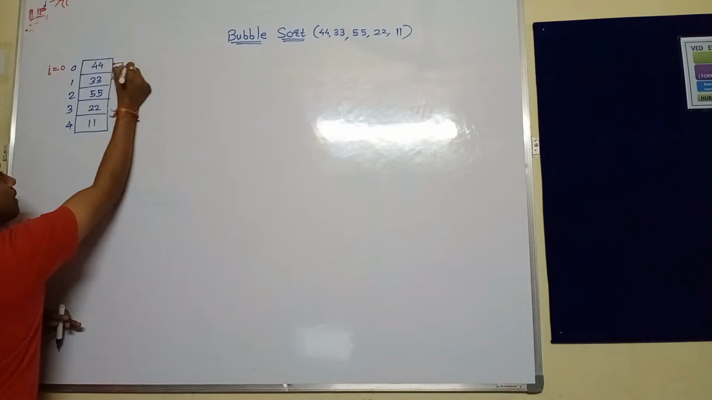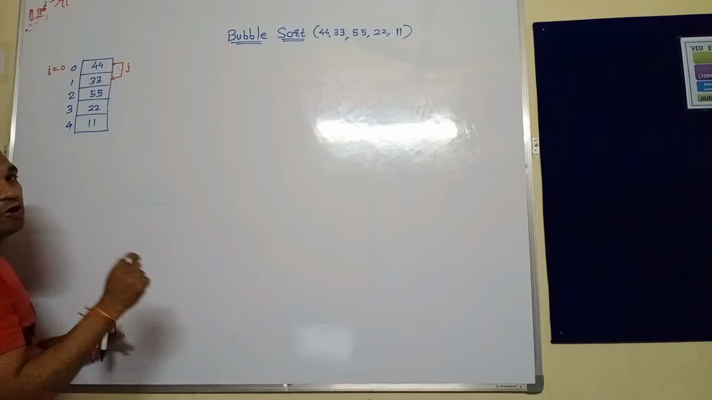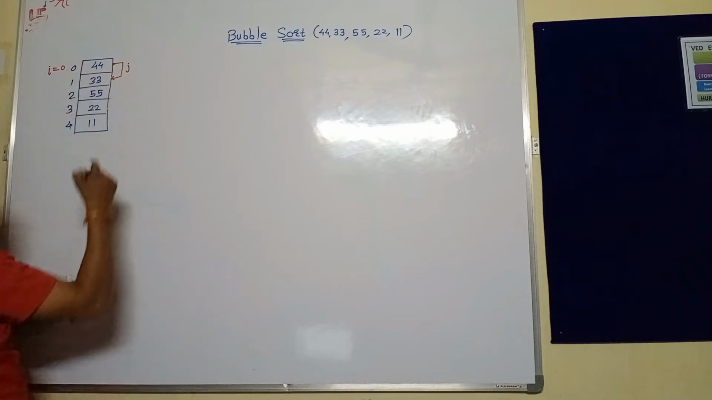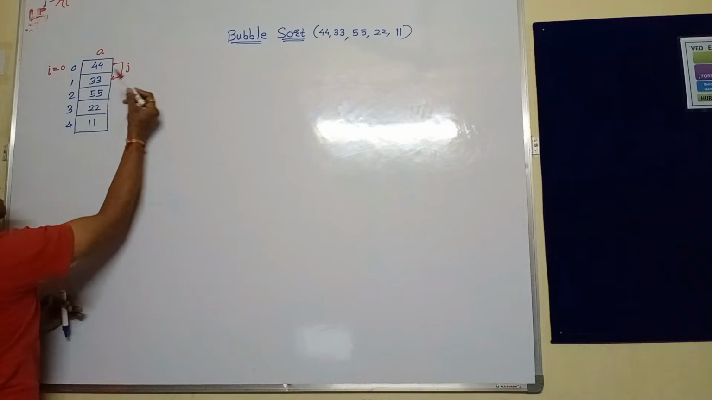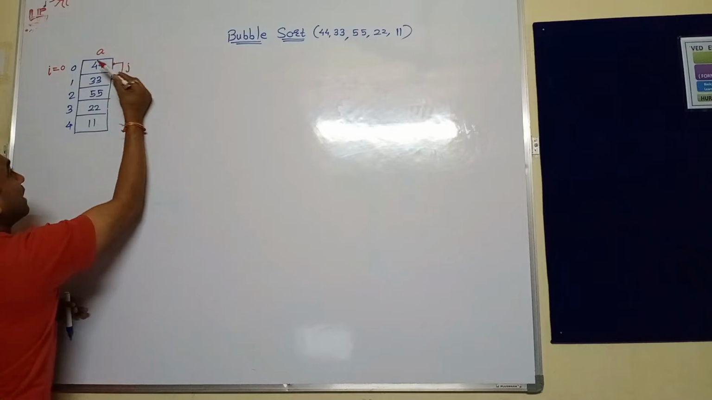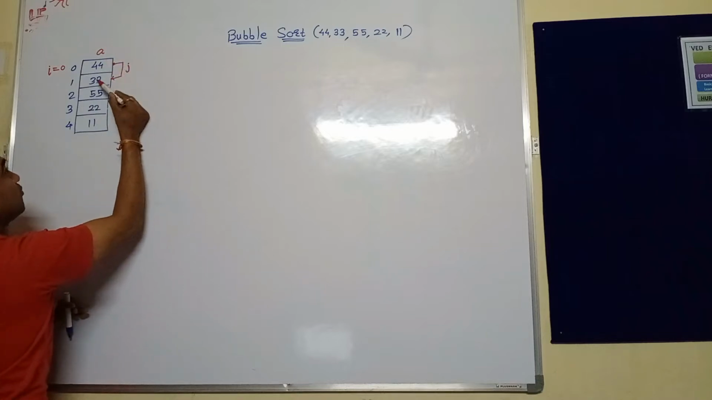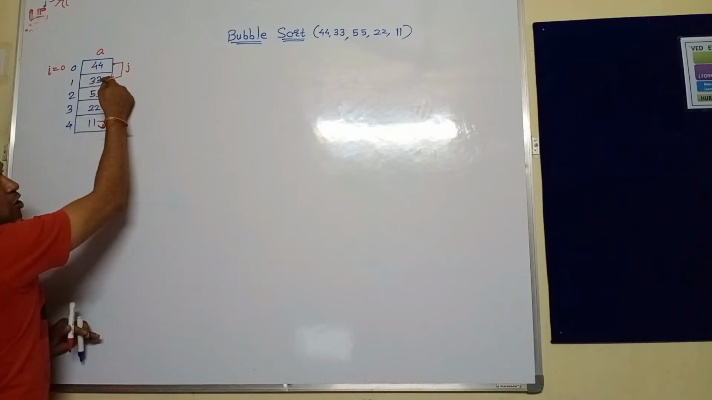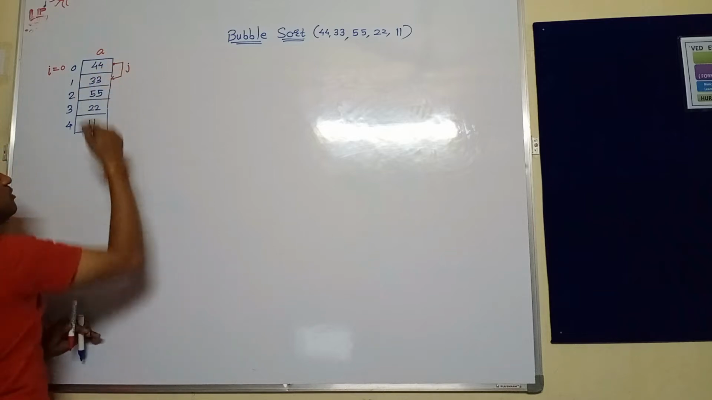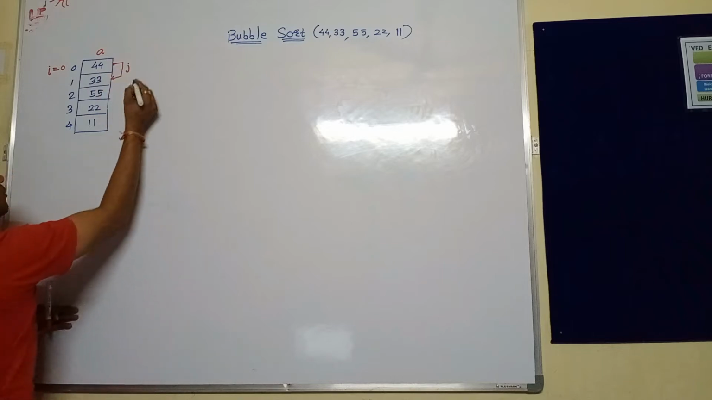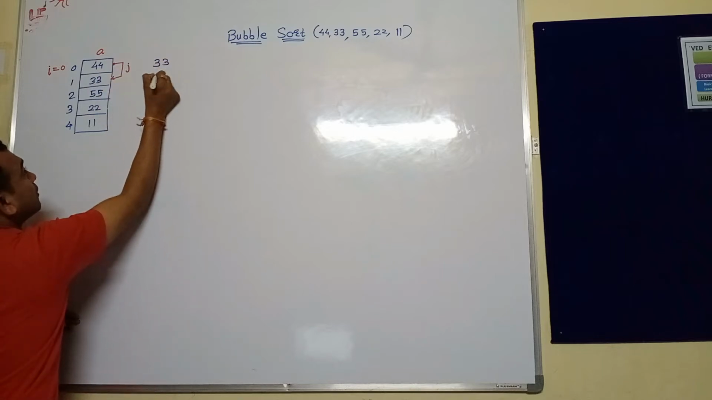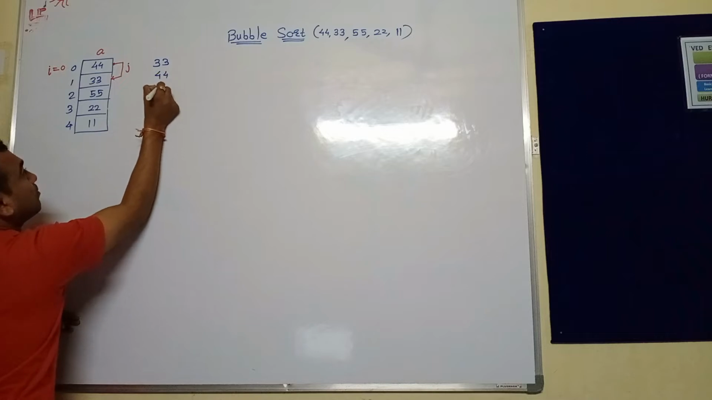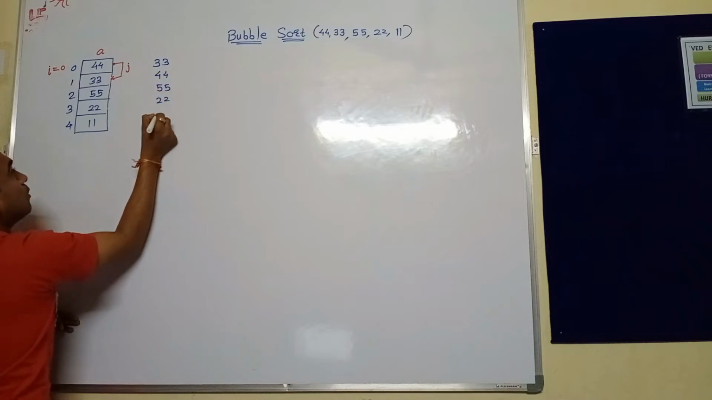Let's see. I am going to compare A of j, this is my array A, with A of j plus 1. If A of j plus 1 is the smaller value, then we will do an interchange between these two. So here it is possible: 33, 44, 55, 22, 11.